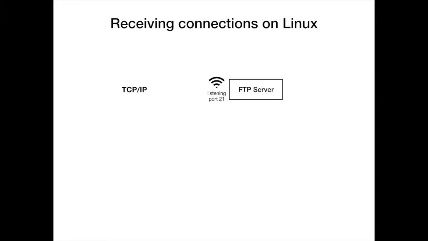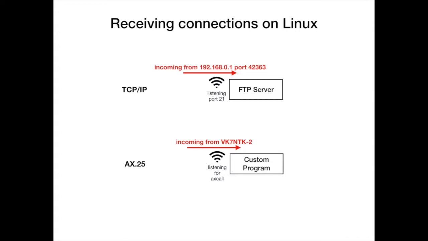It is entirely possible to write an equivalent program for Linux that listens for AX25 packet connections. When a connection request comes in, instead of receiving a remote IP address and port number, it instead receives a remote call sign and SSID. I have done this before. I had to write code in C and it got kind of involved. Fortunately, there is an easier way.